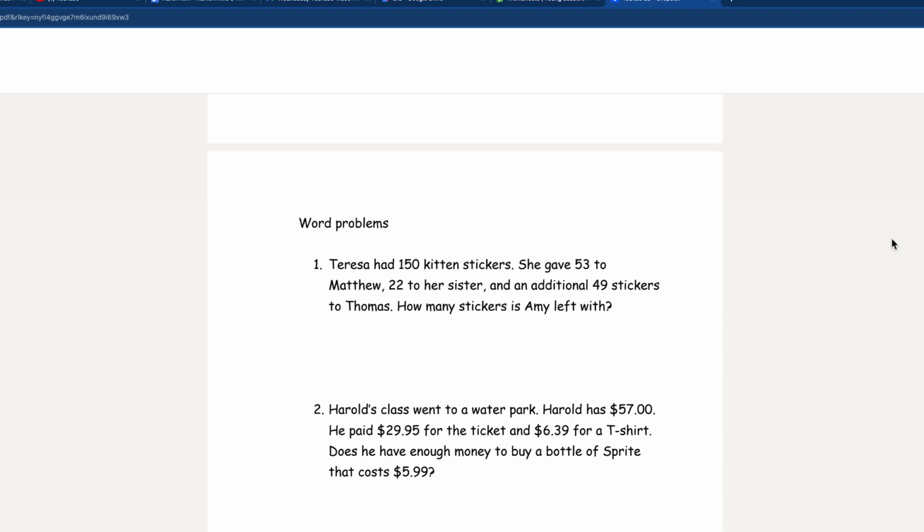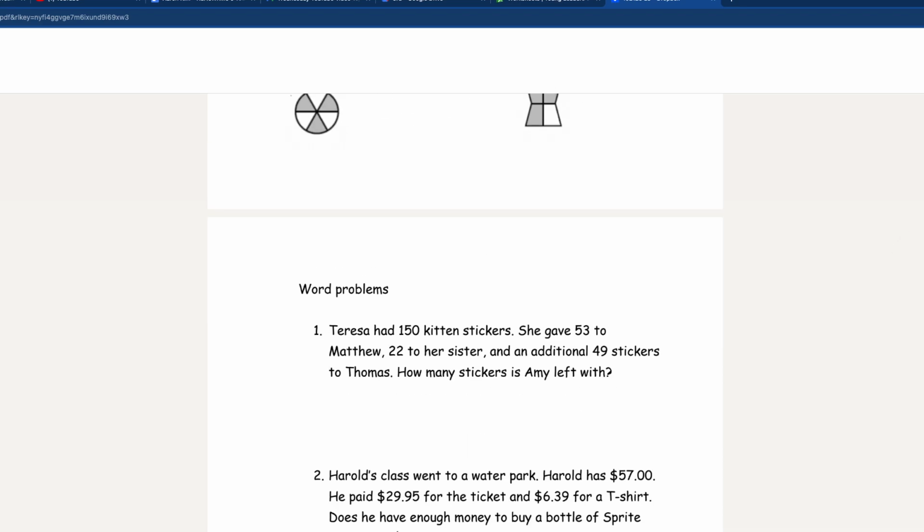All right, moving on to word problems. We're going to do 1 and 2. Okay, so Teresa had 150 stickers. She gave 53 to Matthew, 22 to her sister, and an additional 49 stickers to Thomas. How many stickers is Teresa left with?